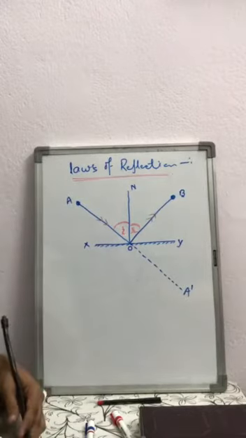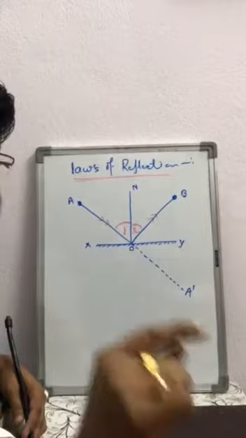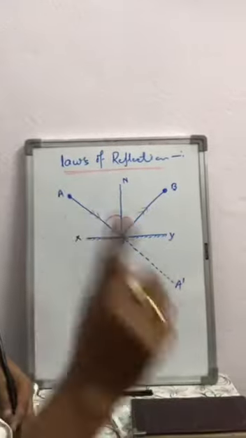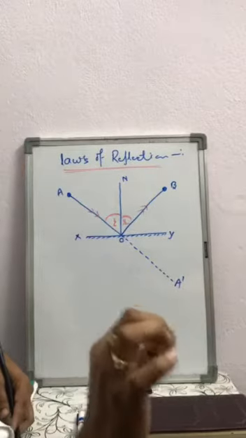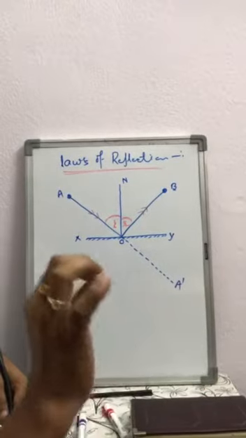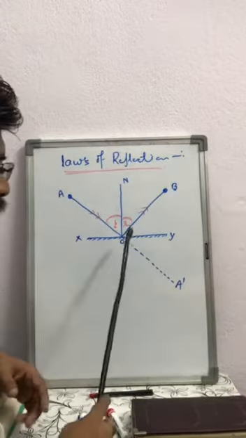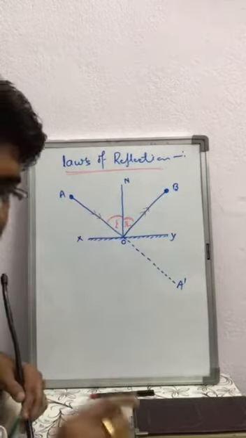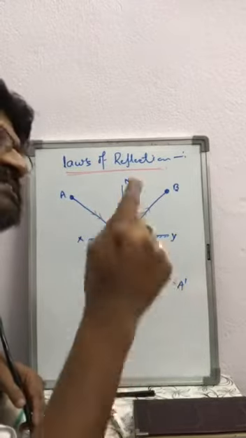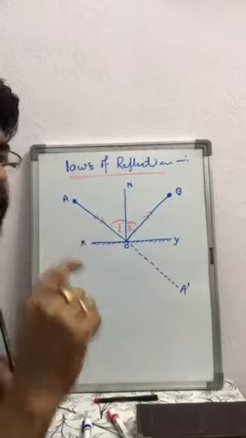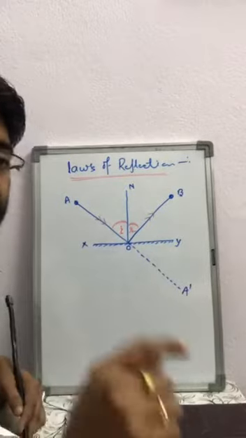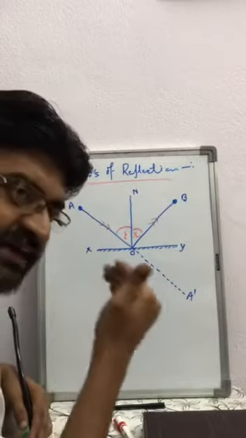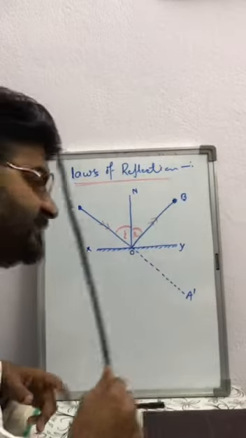OA is the incident ray. The ray which is incident on the reflecting surface is known as the incident ray. And OB, we know that after reflection, the ray reflects in the same medium. So OB is the reflected ray. The ray that moves away from the smooth surface after reflection is known as the reflected ray.